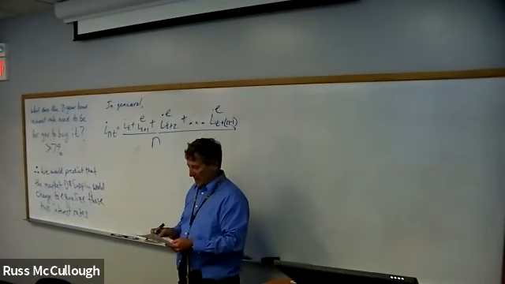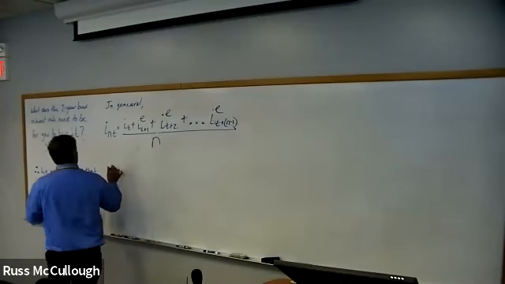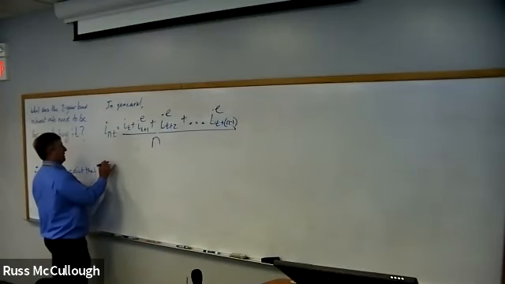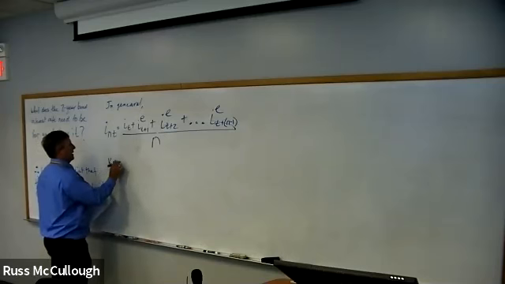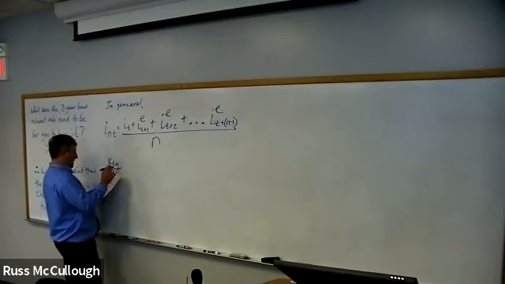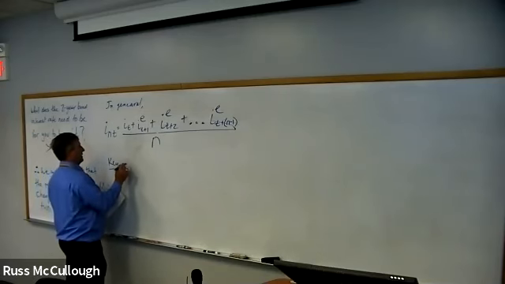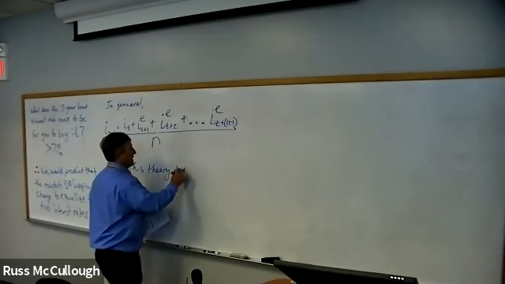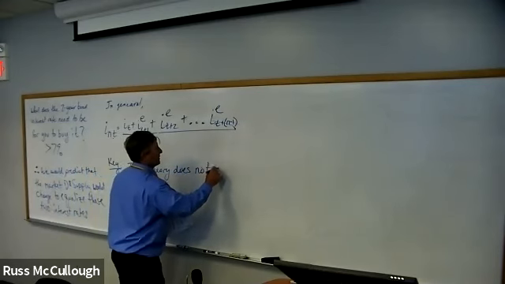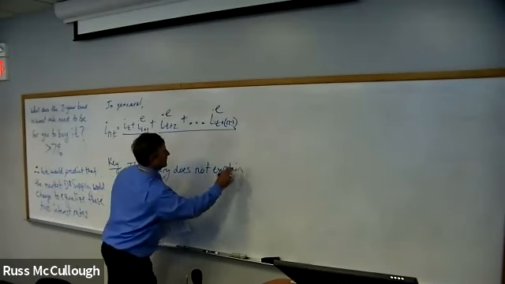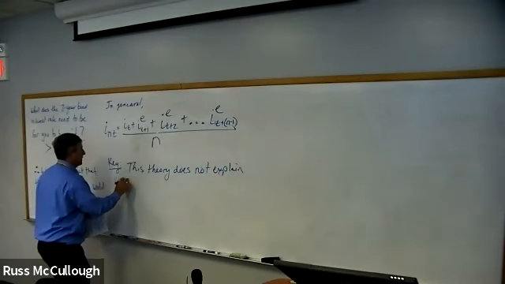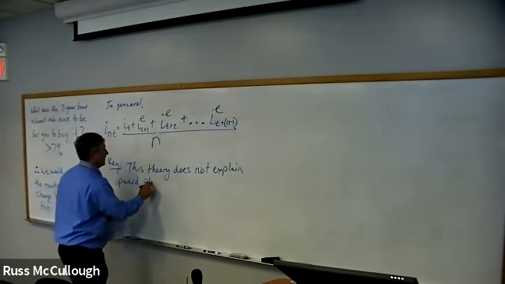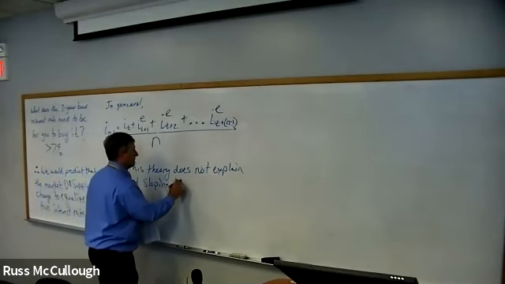So the key point is that this theory does not explain why yield curves usually slope upward. This theory does not explain upward sloping yield curves.